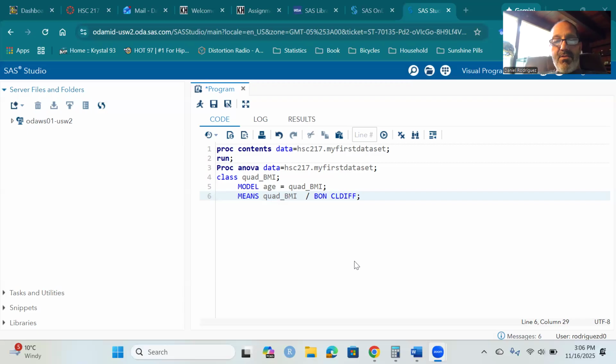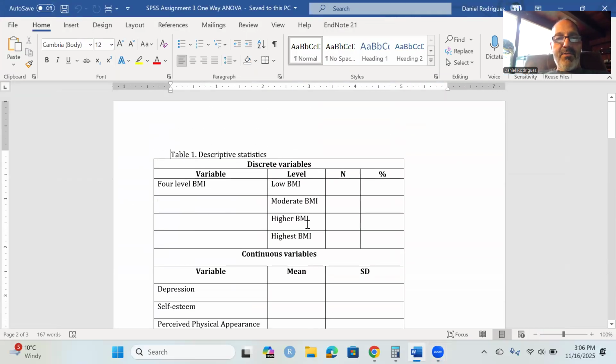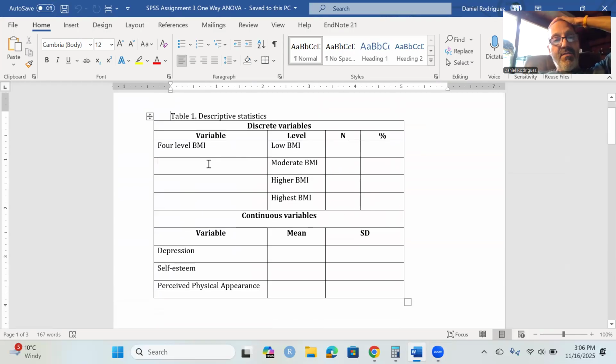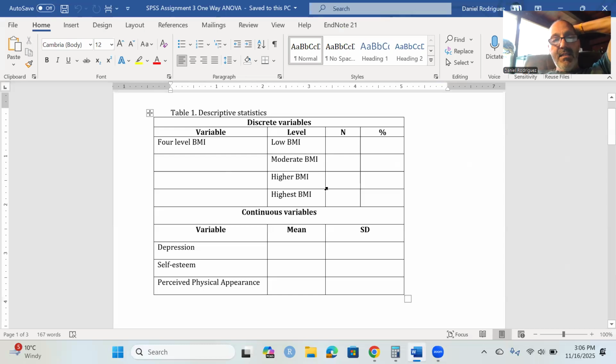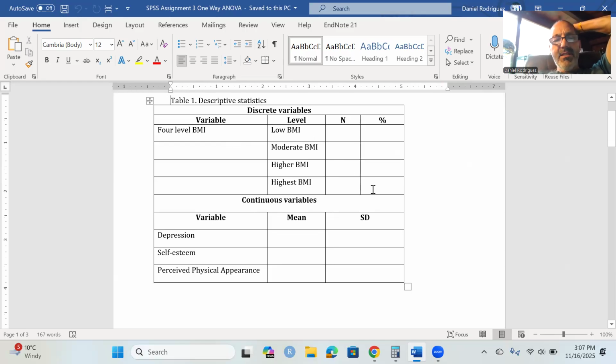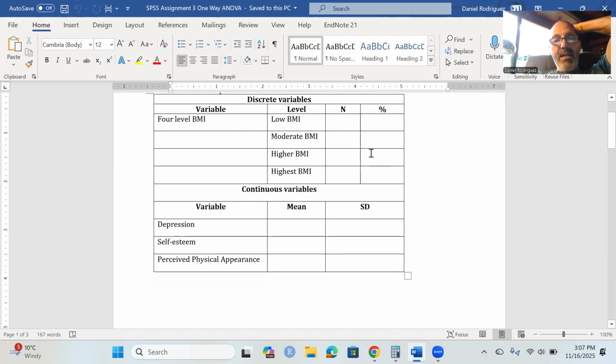For your assignment, your job is to complete certain tables. As always, you're going to have a descriptive statistics table. Using the frequency command, you can get the sample size for each level of BMI. Again, you can use a class statement as well, but this is just a frequency statement because BMI is already a categorical variable, so we can get the four different levels.